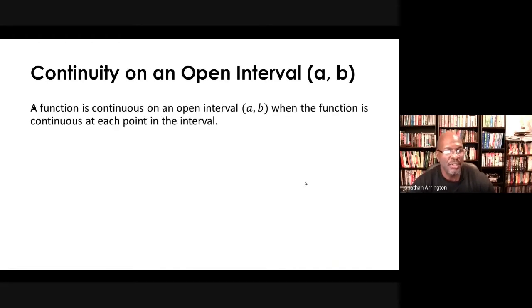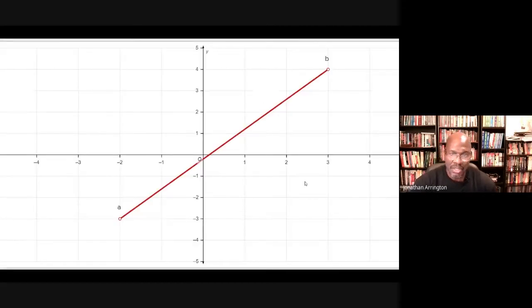It's a very elementary, rudimentary definition. A function is continuous on an open interval (a, b) when the function is continuous at each point in the interval. Makes sense, right? So here's just a graphical example. So here's some graph. And as long as I'm continuous on every point in this interval, then I'm continuous on that whole open interval.